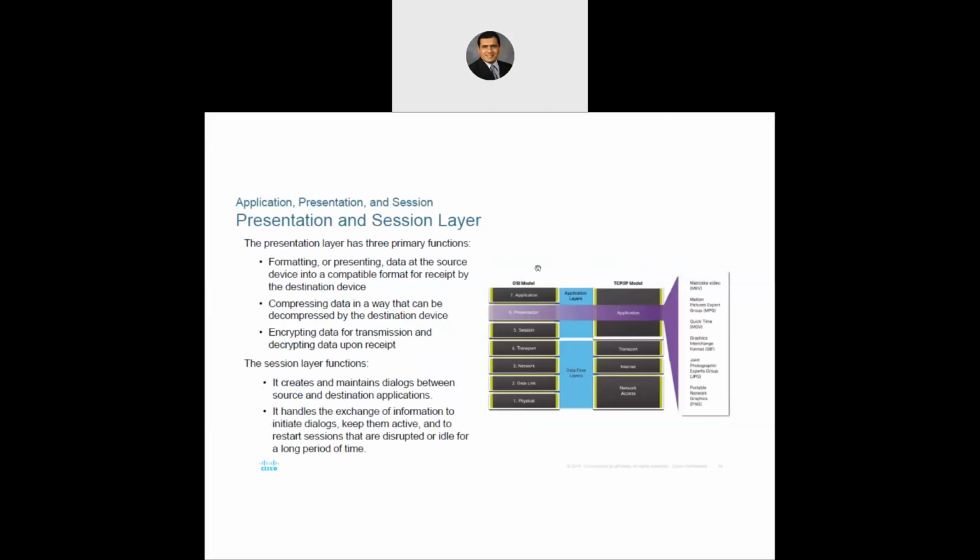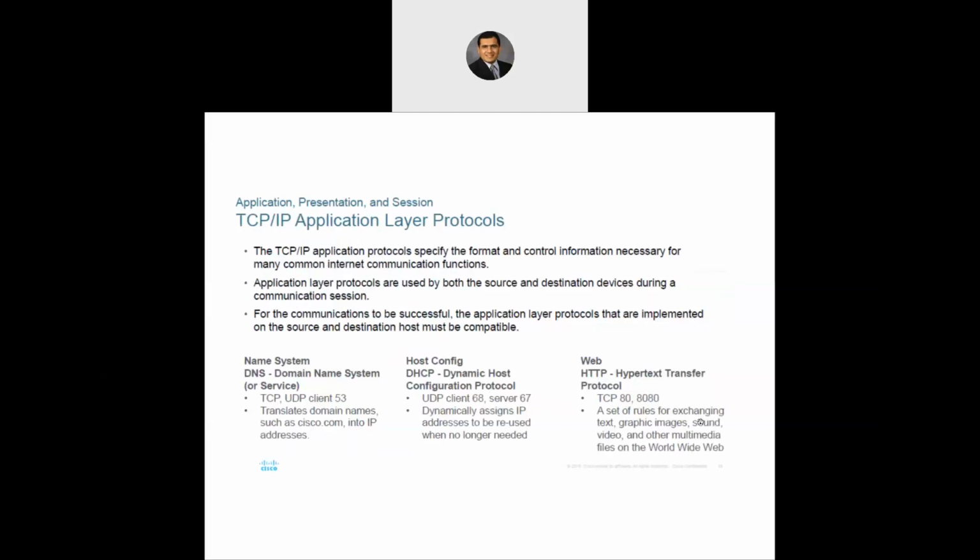Now, here it shows you some of the applications that use this application layer: your MPG file, your MKV file, your MOV file, GIF file, JPG file, PNG file, and so on. Some of the TCP/IP application protocols that we have at the application layer is DNS, the domain name system, which we'll be looking at more.